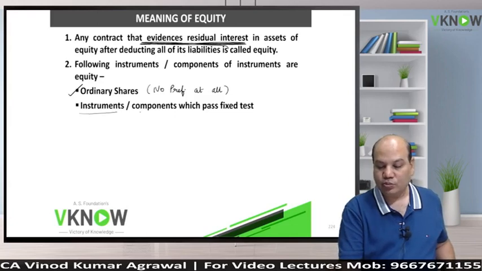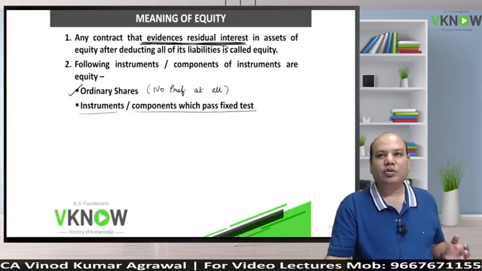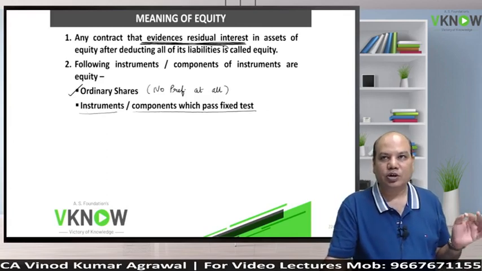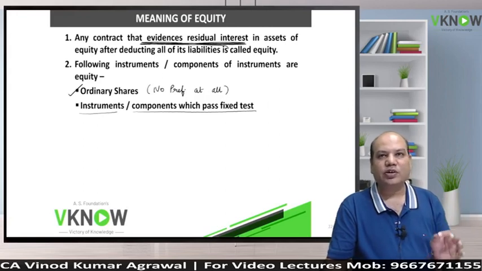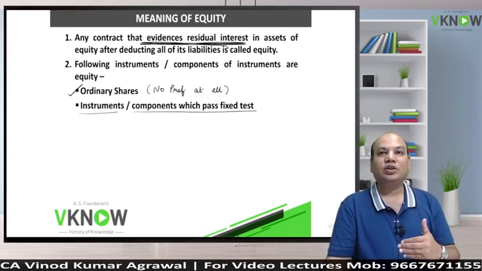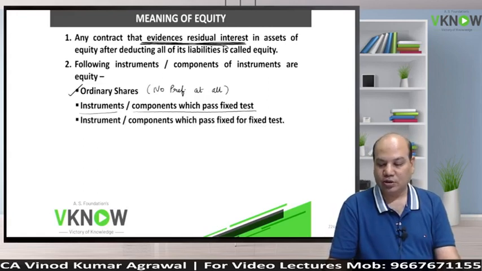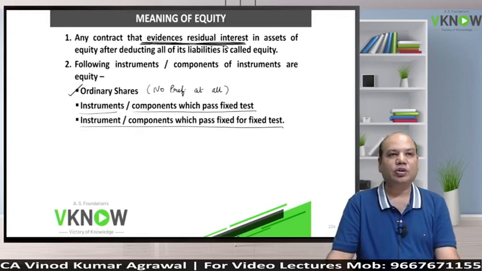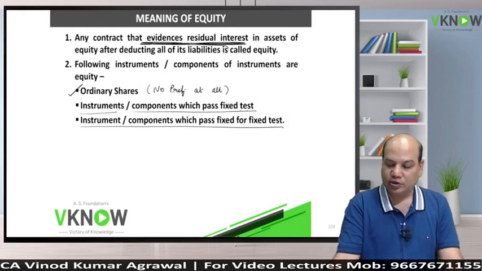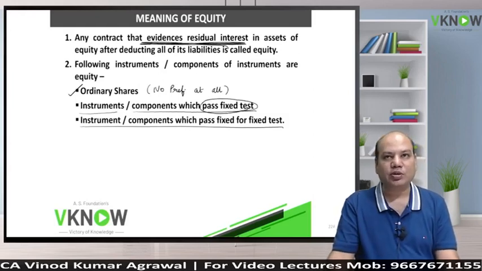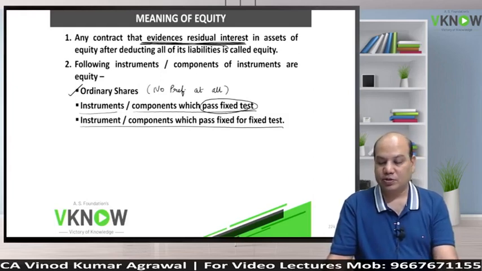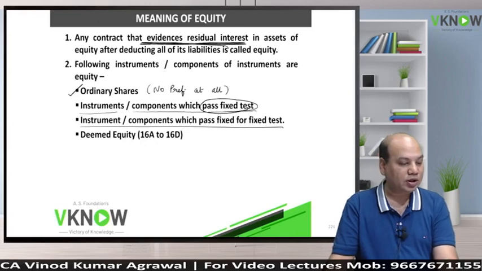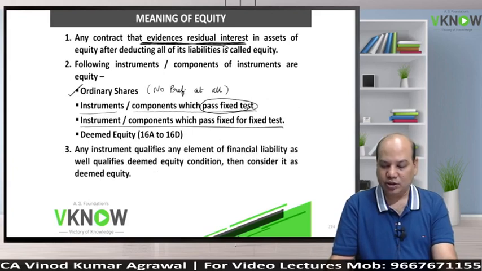Then those instruments or components which pass the fixed test, like the definition we have seen: if a contract has a fixed amount of cash against a fixed number of shares, those contracts are also equity contracts. Those contracts which pass the fixed-for-fixed test, fixed number of shares against fixed amount of cash, or at least a fixed number of shares will be issued against those instruments, those are also equity. And then the standard says there are some instruments which are like financial instruments, financial liability, sorry, but we will call them deemed equity. Para 16A to 16D.